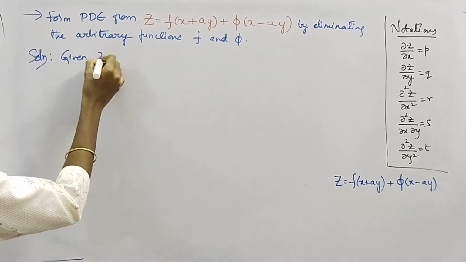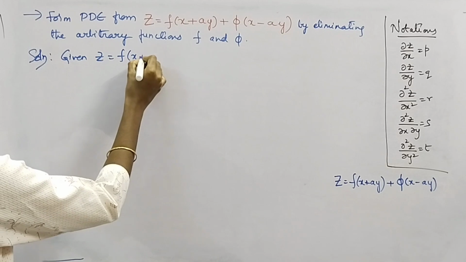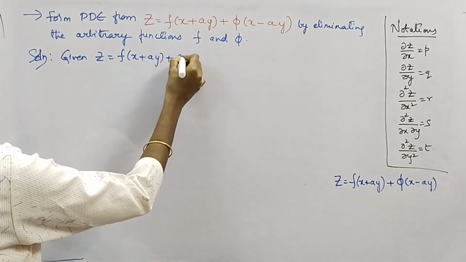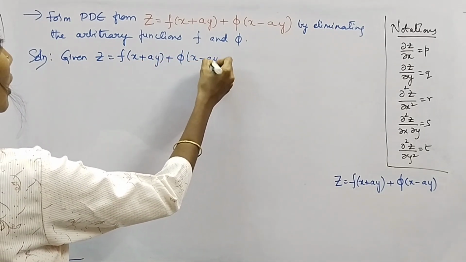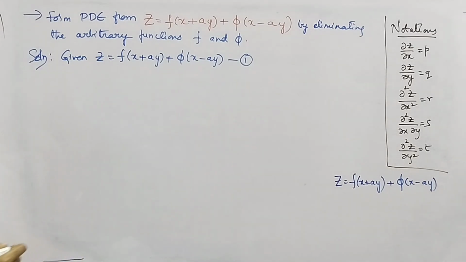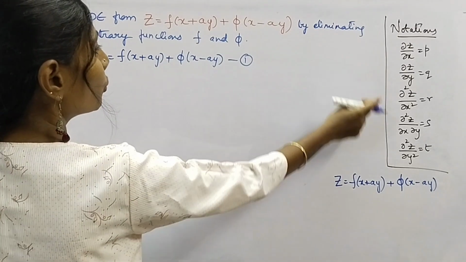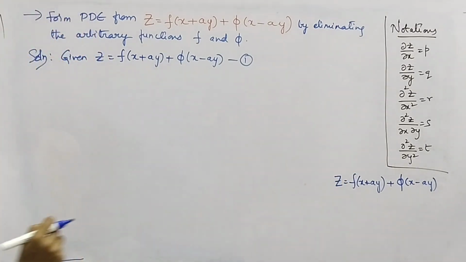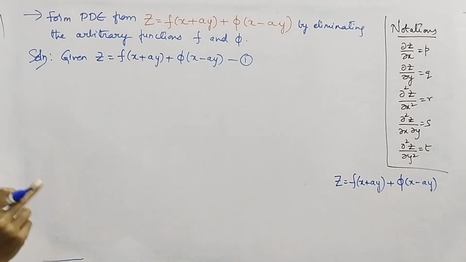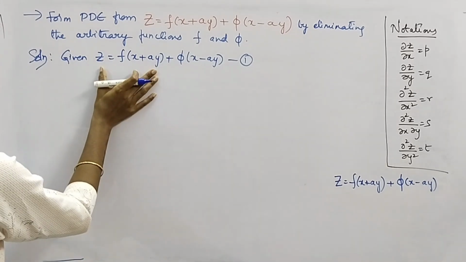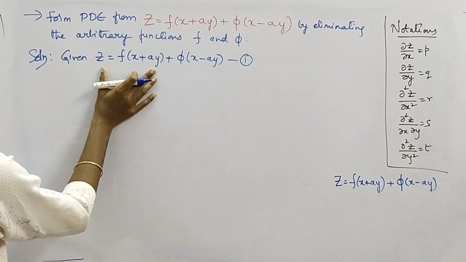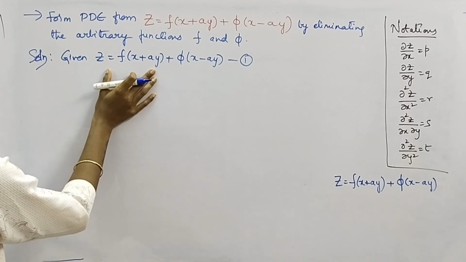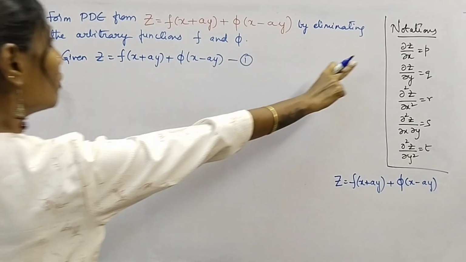Given z equal to f of x plus ay plus phi of x minus ay, right? Consider as equation number 1. So I'll find p, q, r and t first, and later we'll decide whether s is necessary or not. Okay? Fine. Now let's partially differentiate 1 with respect to x, so that we'll get the equation involving p.